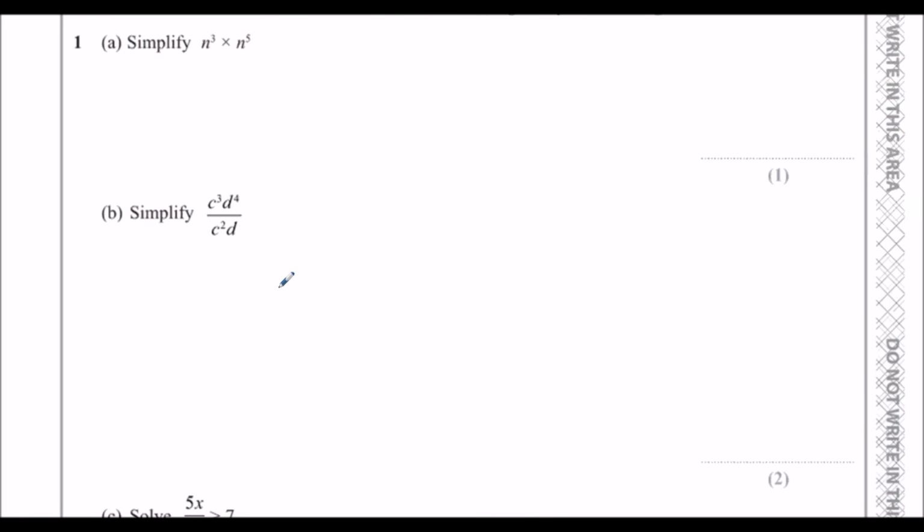Question 1, so simplify n cubed times n to the power of 5. When we multiply indices, we add the powers. 3 plus 5 is 8, so it's n to the power of 8.